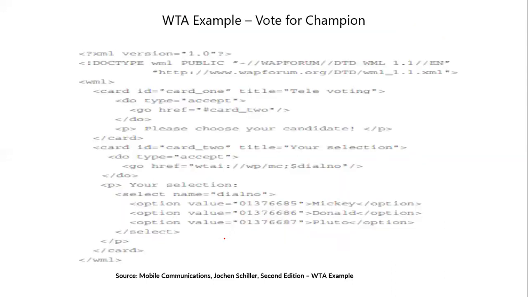Now let us discuss some more examples for WTA. Here is an example WML code which uses WTA. See this code, what it does: it is used to vote for a champion. There is a list of champions, and the user can vote. This is the XML part, and this is the actual WML code. There are two cards here, card 1 and card 2.